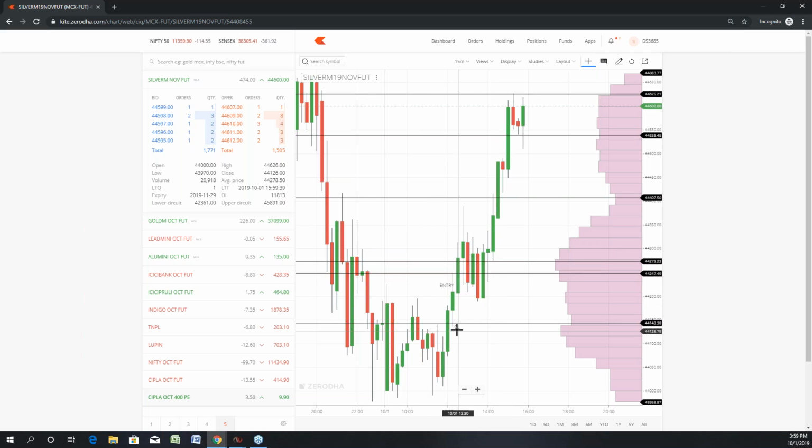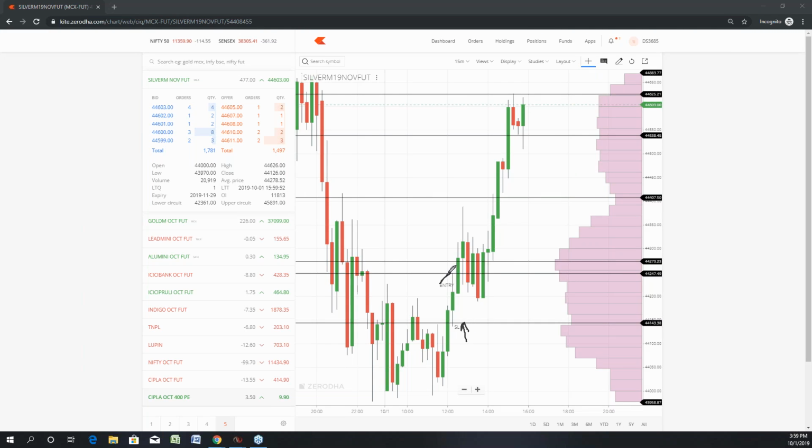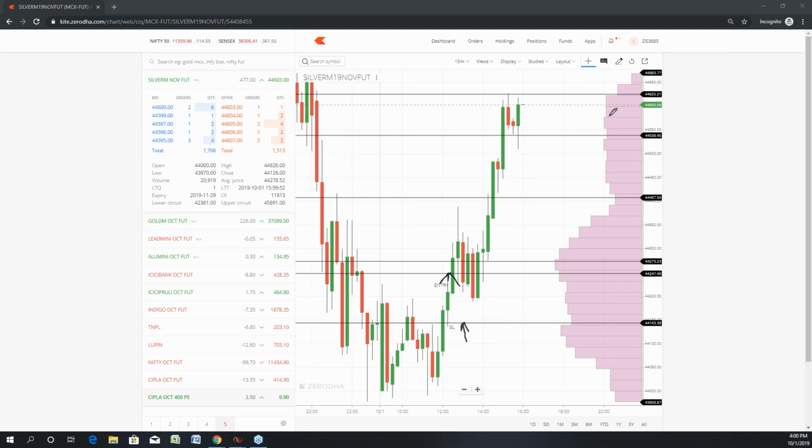44,250. This was my stop loss, so let me just mark it for you. This was my stop loss, the low of the previous candle. My entry was above this place, and this is how it has given me the movement. So I marked these based on volume profile.